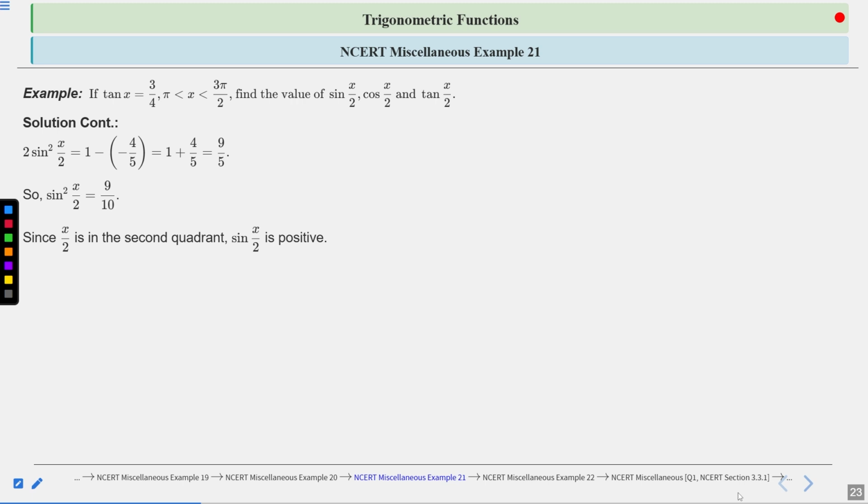Now, since x/2 is in the second quadrant, sin x/2 is positive. Therefore, sin x/2 = root of 9/10, which is equal to 3/root 10.